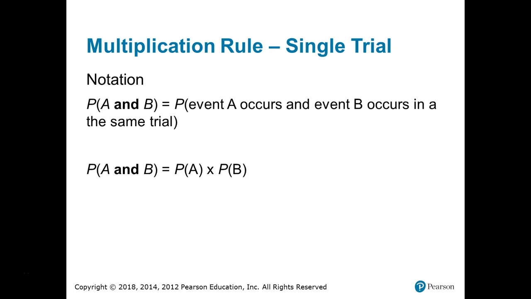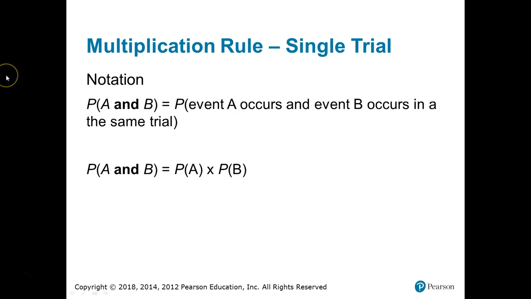Next, we'll do multiple events. So the notation is the probability of event A and event B would be that the event A occurs and event B occurs in the same trial. So think of not a red or a jack, but now we're looking at the probability of it being a red and a jack. Remember that word "and" is associated with multiplication rule.